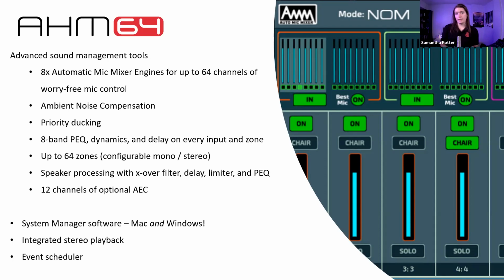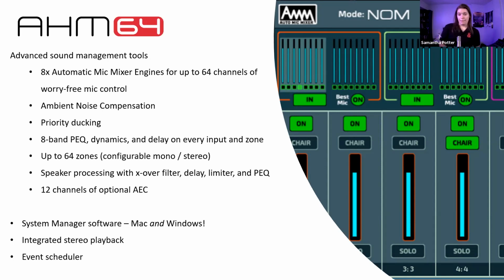We also have priority ducking for things like paging, whether it be announcements or emergencies. Sometimes having priority ducking is an excellent choice. And we actually have 2 priority inputs on every zone, so you can have a number 1 priority and a secondary priority as well. And on every input and zone, we have 8-band parametric. We have its own dynamics and delay.